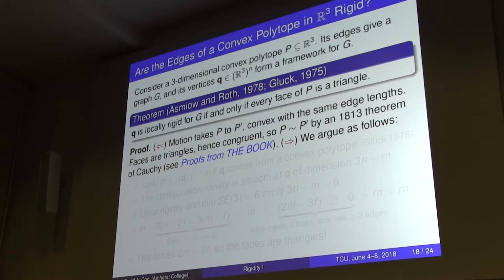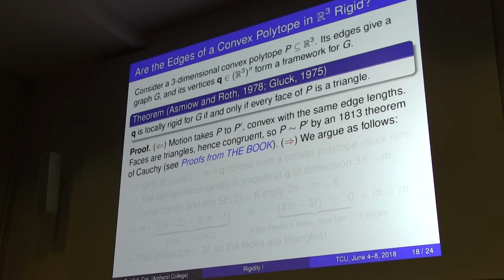And again, I'm taking a small motion. That's the crucial thing. I'm not taking a huge motion. If I had a huge motion, I could do things. If I start with something convex and take a little tiny motion, it's still going to be convex. But what happens is that the faces are triangles. Those are rigid. So that means that I have these two polytopes where they're combinatorially the same, and the edges, when I match them up, are actually congruent. And then there's an 1813 theorem of Cauchy that says that the polytopes are congruent.